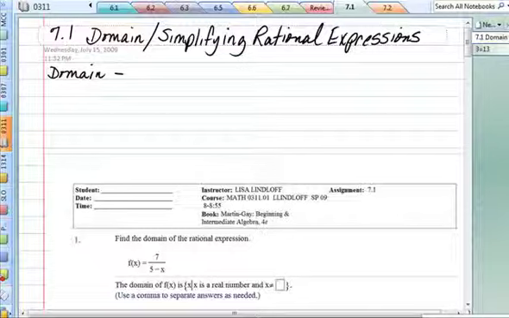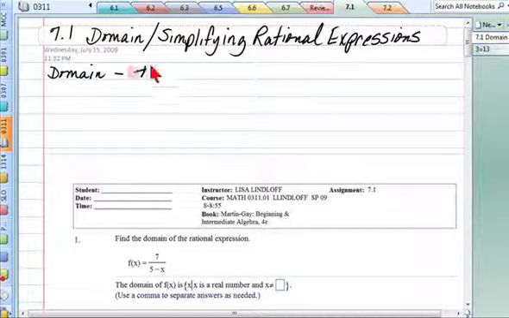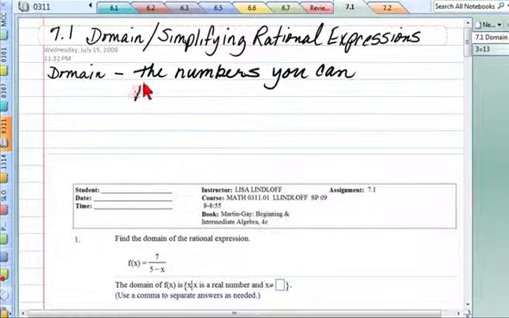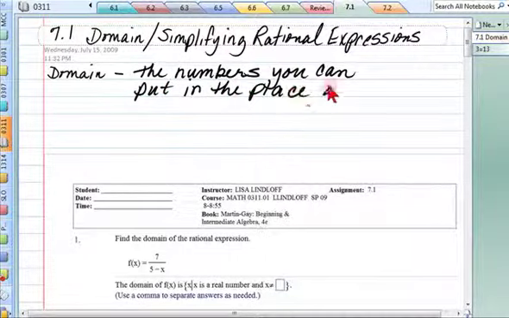Okay, in section 7.1, we're going to start out talking about what is domain. The domain will be the numbers you can put in the place of x. The numbers that you can put in the place of x.